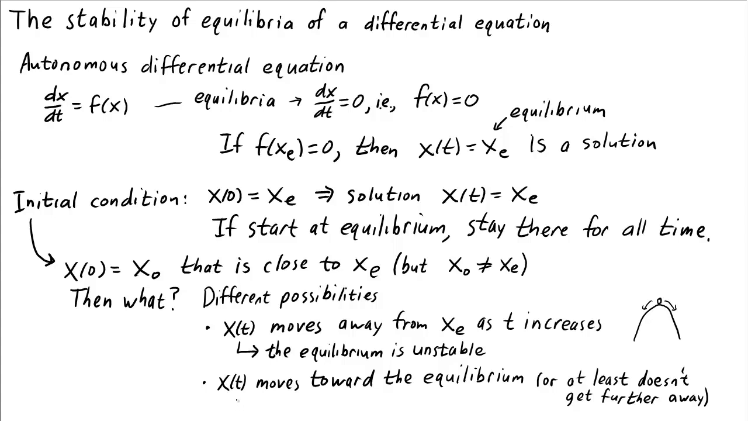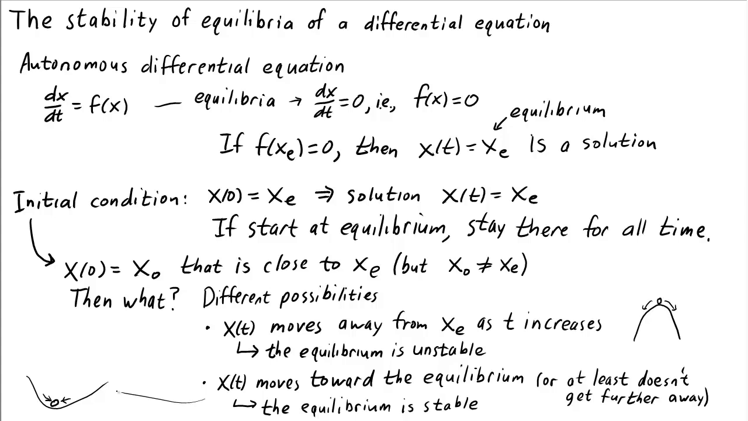In the second case, when x of t moves toward the equilibrium, we say the equilibrium is stable. The stable equilibrium corresponds to the case where a ball is sitting at the bottom of a valley. If the ball starts exactly at the bottom of the valley, it won't move. But if it starts a little bit away from the bottom, it'll move back toward the bottom. So the ball moves back toward the equilibrium.